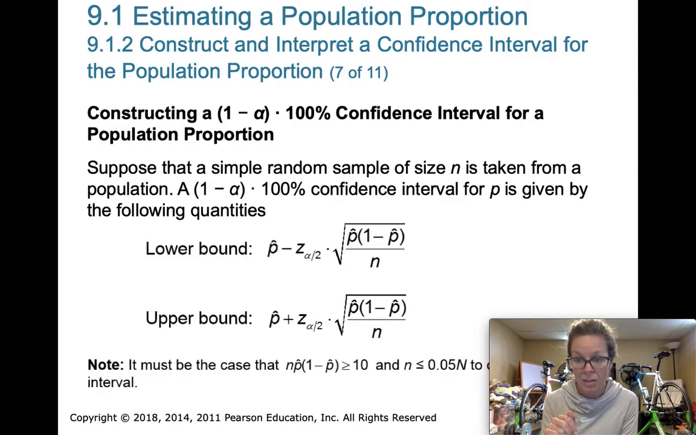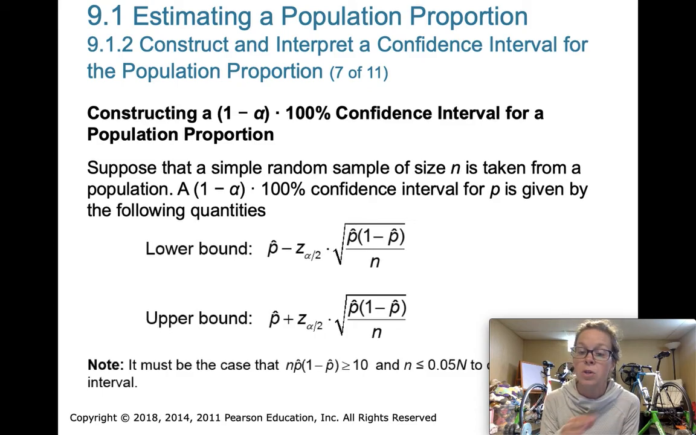That's that point estimate. That's that success divided by sample size. So we start out with that p hat. Then we're going to add and subtract from that z measured at alpha over 2. So alpha, remember, is the complement to our confidence. So if I'm 90% confident, alpha is 0.1. Divide that by 2, so that'd be 0.05.